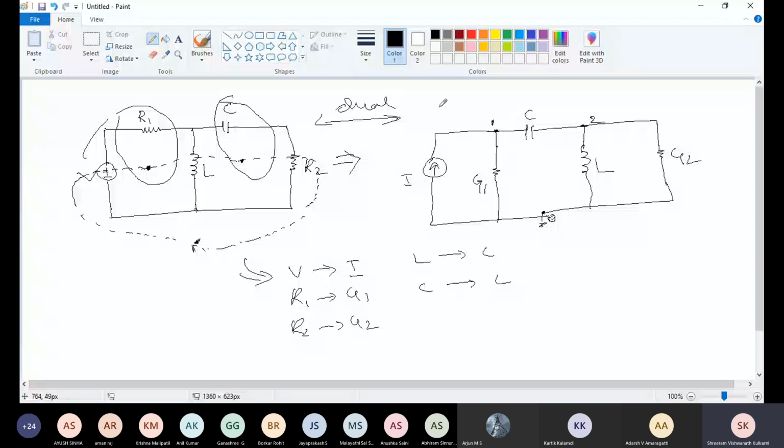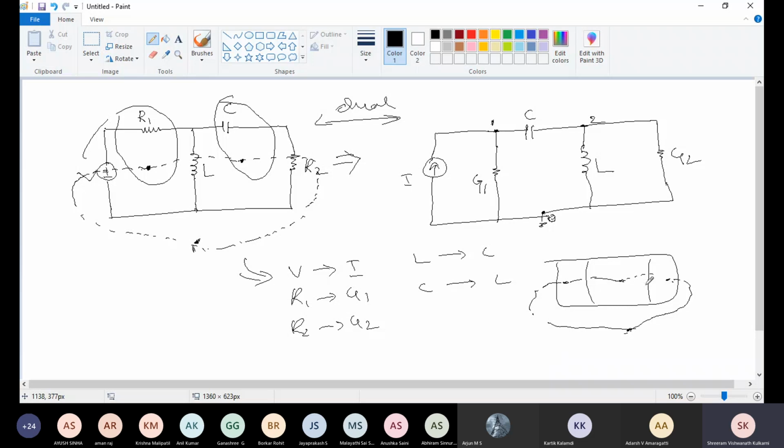Simple. If a network is given and they ask to write the dual of this network, then what do we need to do first? Place the node inside the loops and one reference node outside. If I am having three loops, I am going to place three nodes and one reference node. First I am going to connect inside loops with dashed lines, then the reference node, crossing the branches.